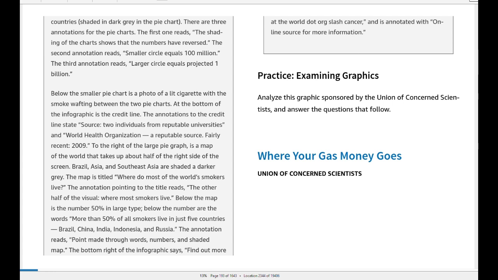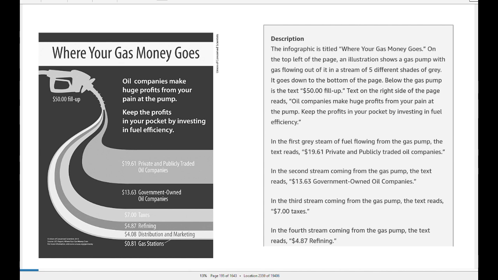Practice: examining graphics. Analyze this graphic sponsored by the Union of Concerned Scientists and answer the questions that follow. Where your gas money goes. Union of Concerned Scientists. The infographic is titled "Where Your Gas Money Goes." On the top left of the page, an illustration shows a gas pump with gas flowing out of it in a stream of 5 different shades of gray. It goes down to the bottom of the page. Below the gas pump is the text, $50 fill-up.